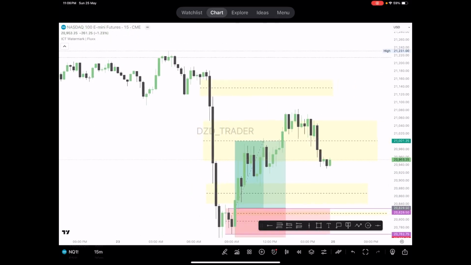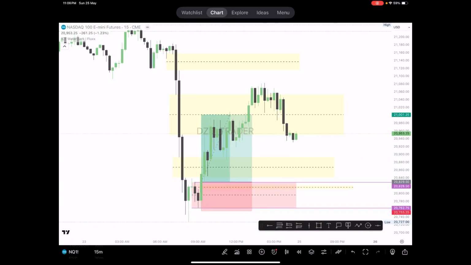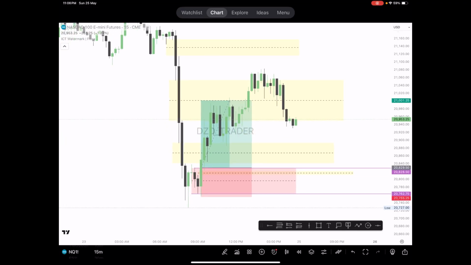Okay, this is my third strategy, fair value gaps closure, and using order blocks with liquidity sweeps as well.